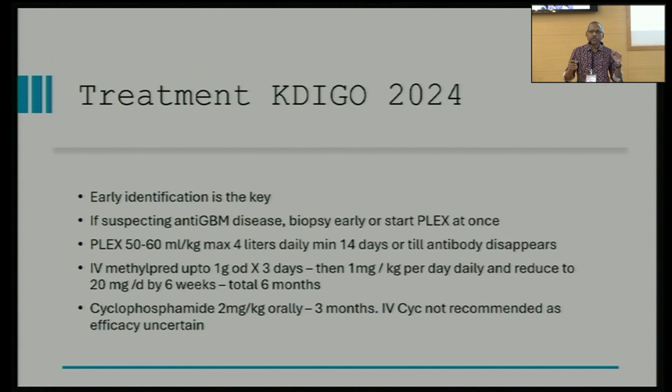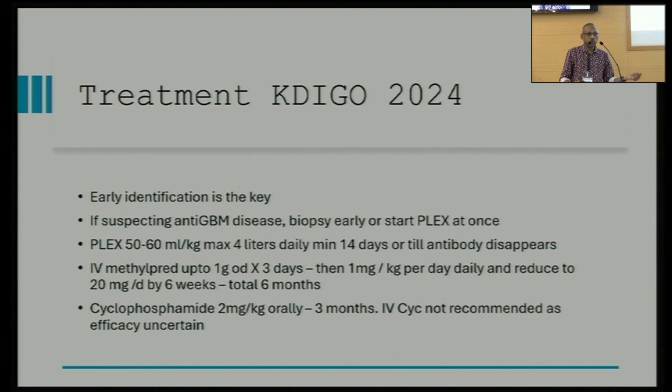So plex is the primary treatment. Of all the data I searched, I found only one randomized trial on plex, published in 1985 from the US. Actually, that trial did not show much difference between plexed and not plexed. The only thing was that the antibody levels came down better with plex, which you would obviously expect because plex removes the antibodies. But the most important factor for plex is lung hemorrhage. That is going to make a big difference if you are going to plex these patients.